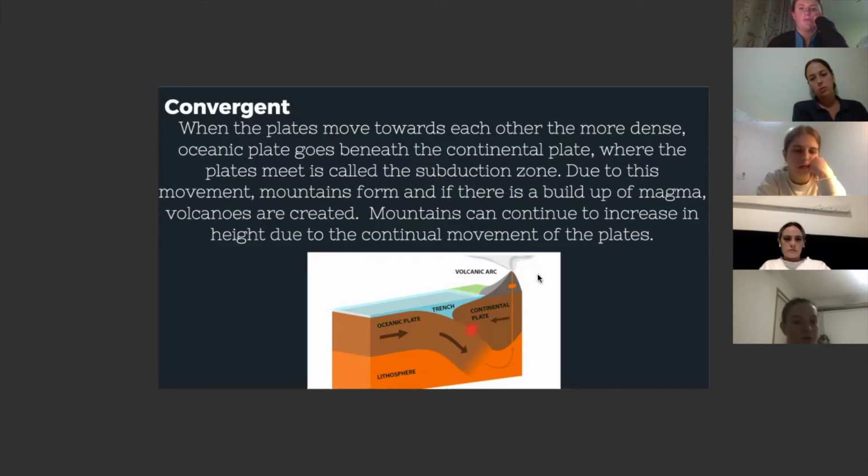Due to the movement, mountains can form if it's near the continental plate, which can also cause volcanoes to arise as well. So, yeah.